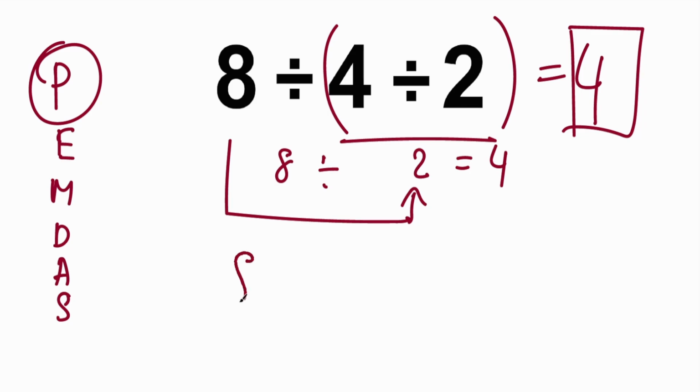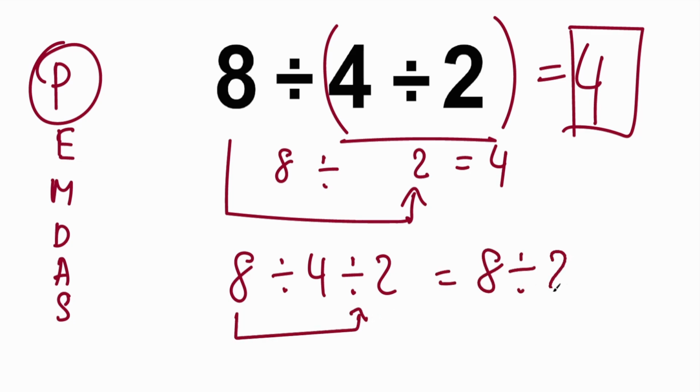But without parentheses, when we have, for example, 8 divided by 4 divided by 2, without parentheses you can't jump from the left side to the right side. You can't divide this 8 by 2. You can't do that. Only with parentheses. This is an extremely important part. Don't forget that you need to put parentheses.